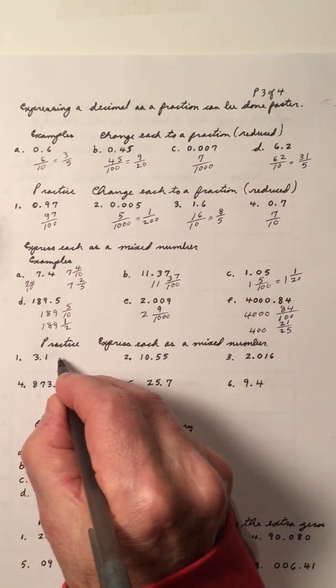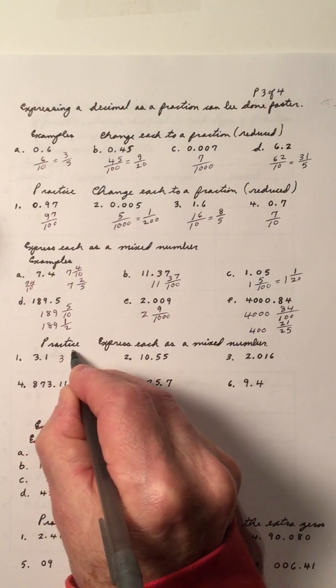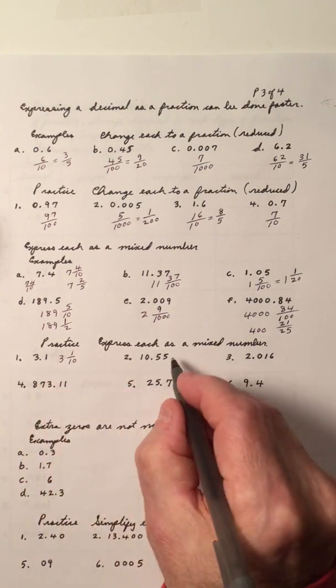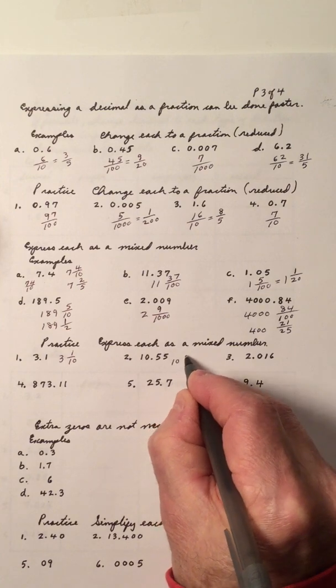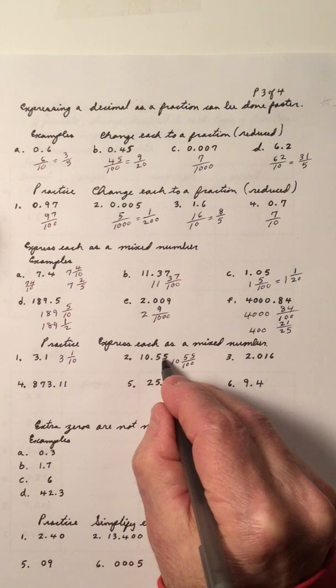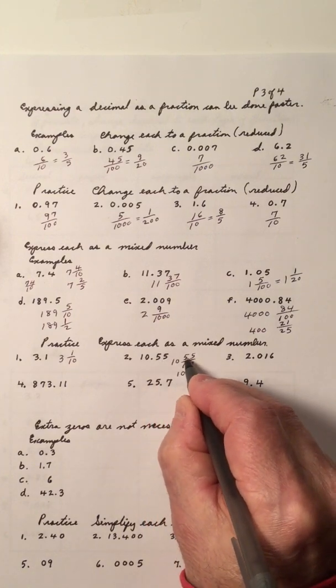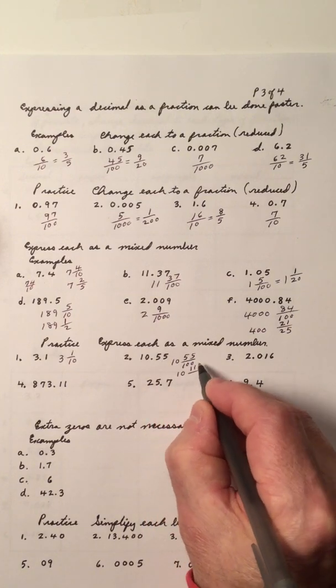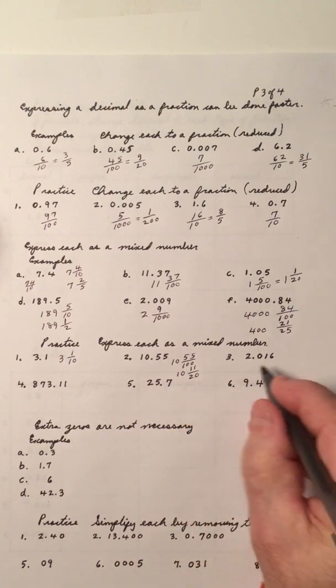Okay, here we go. Pause, work them out. 3 and 1/10. 10 and 55 over 100. The 5 is in the hundredths place. So that's 10. 5 into 55 goes 11. 5 into 100 goes 20.